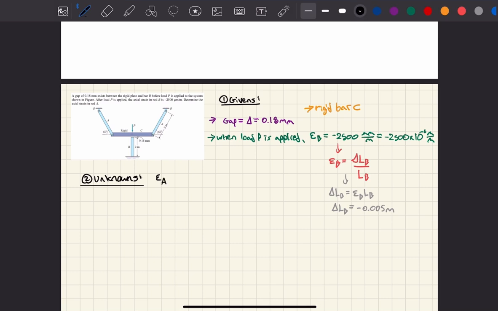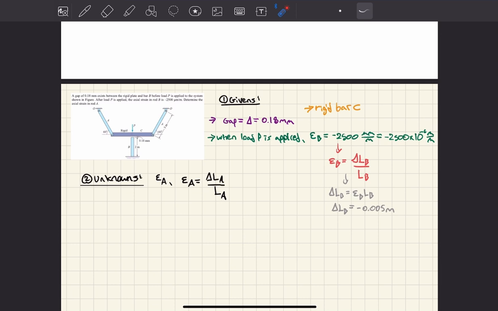So the strain in rod A, just as a formula, is equal to the change in length of rod A divided by the original length of rod A. Immediately, you understand that we have the original length of rod A. We have to find the change in length of rod A. Okay?